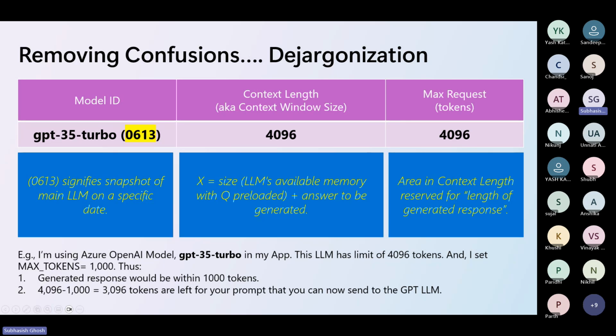Now, context length. Corresponding to what you have chosen in the model ID, you will find there's a context length or a context window size. So what does this term mean? Technically, it refers to the amount of text the model can receive as input when generating or understanding language. In summary, this is the size of the LLM's available memory that is preloaded with your question, plus the answer that must be generated following that input. The total is referred to as the context length or the context window size.